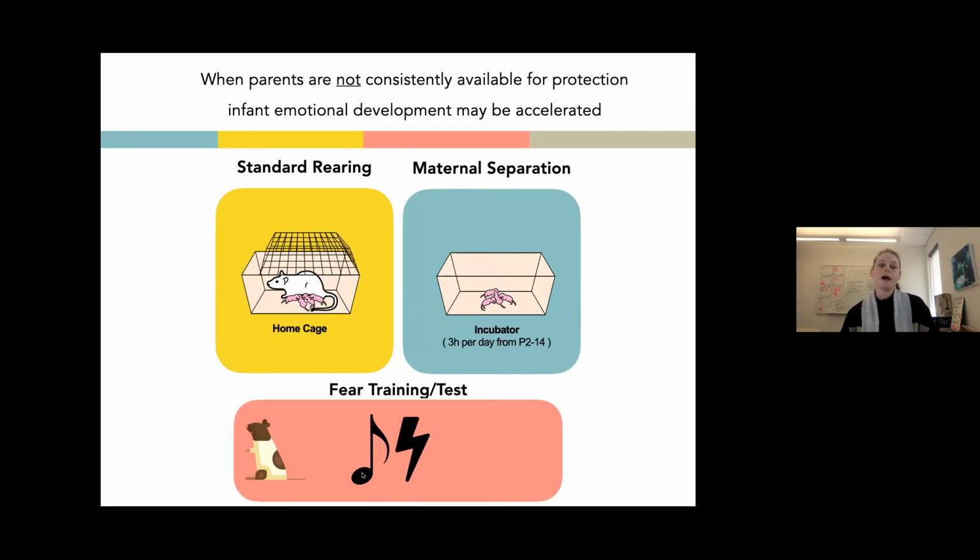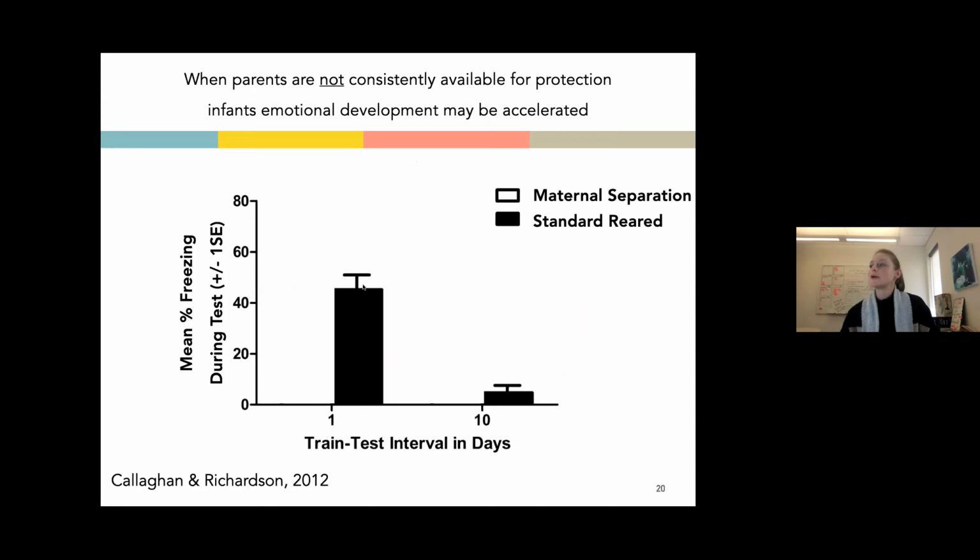And they're then tested for their fear reactions to that noise, this predictive cue, either immediately after they've learned or at a delay. What typically happens in the standard reared animals at this age in childhood is that they rapidly learn and express fear towards that noise. However, they rapidly forget that fear association. So in other words, when pups are around a parent, so the caregiver is present a lot of the time or all of the time, then they do learn fear associations, but they rapidly forget them as well.